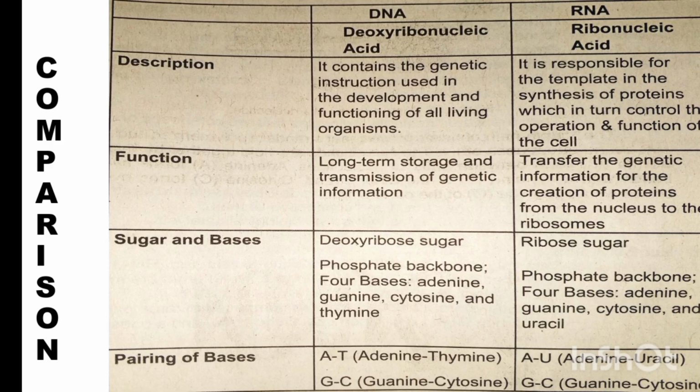The pairing of bases of DNA: AT. A stands for adenine and T stands for thymine. GC. G stands for guanine and C stands for cytosine. While RNA, AU. A stands for adenine and U stands for uracil. And just the same, GC. G stands for guanine and C stands for cytosine.